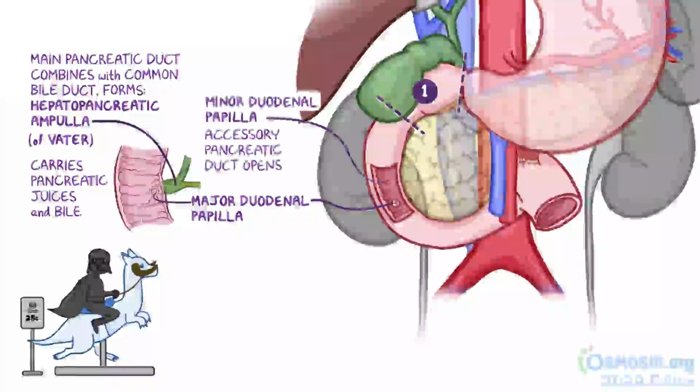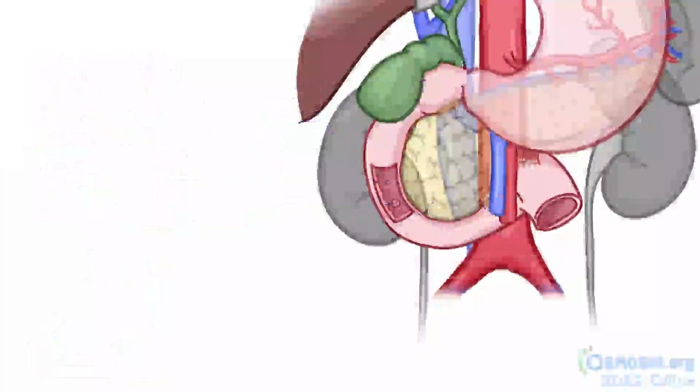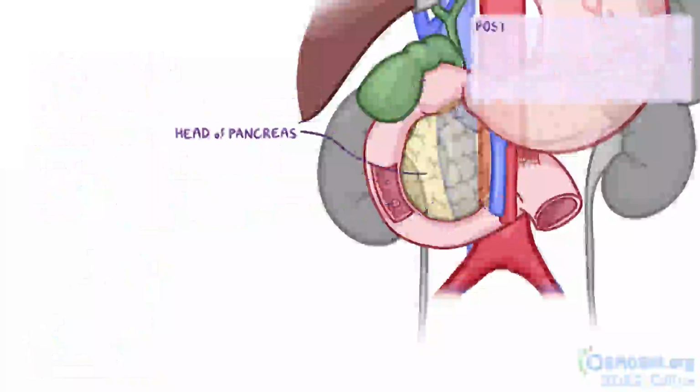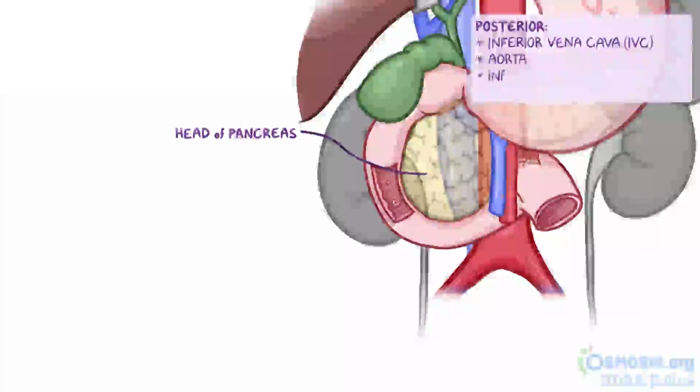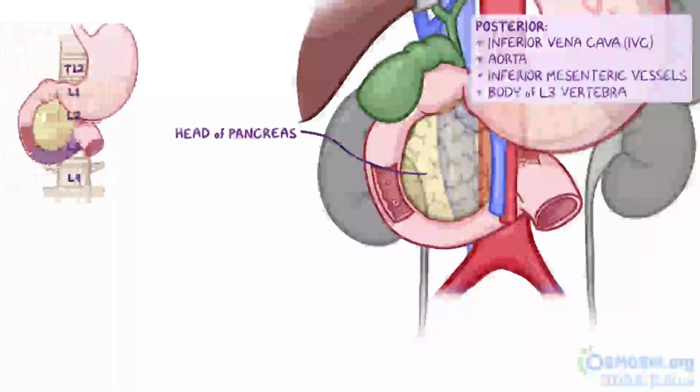The duodenum then turns to the left, and the third part starts at the level of L3. This part is also completely retroperitoneal. The third part of the duodenum passes horizontally to the left below the head of the pancreas. Posterior to it are the inferior vena cava, or IVC, the aorta, the proximal parts of the inferior mesenteric vessels, and the body of the L3 vertebra.